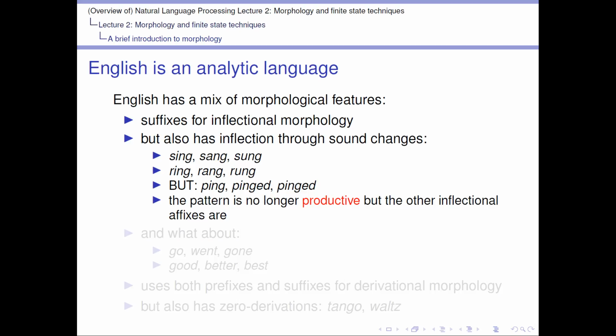So we've got some of these remnants, which means we aren't completely regular. We've also got weird stuff like this. So go, went, and gone. Where does this come from? And good, better, and best. Right, so these are also remnants from earlier English.